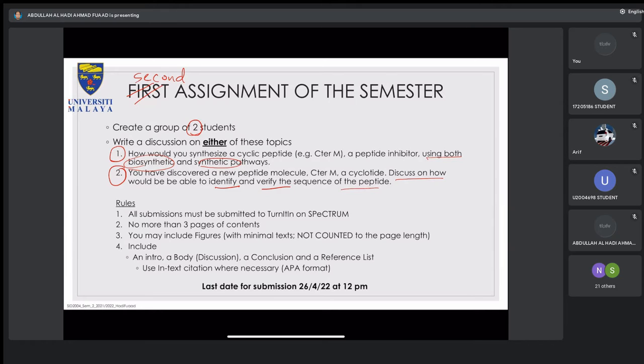The lecture notes are all there. If you want to start early, you can browse through the lecture notes and find extra information online. Otherwise, I will go back and touch on this as we progress. Again, some rules. Submission via Spectrum. Very short, 3 pages only. You may include figures, and they will not be counted towards the page length. Three sections: intro, body, conclusion, and a reference list as usual, with in-text citation.